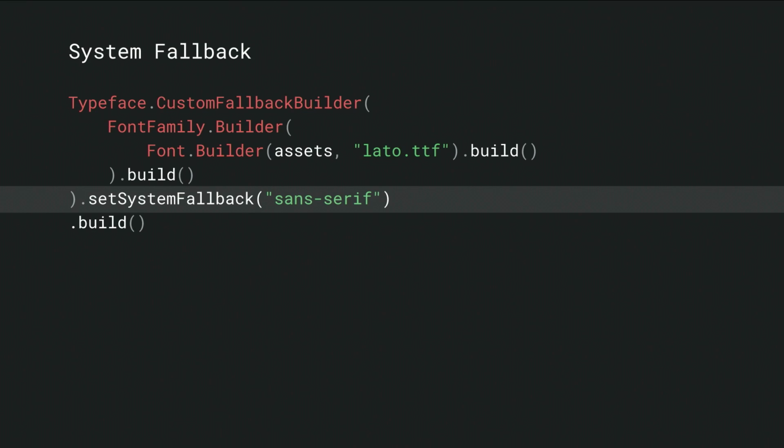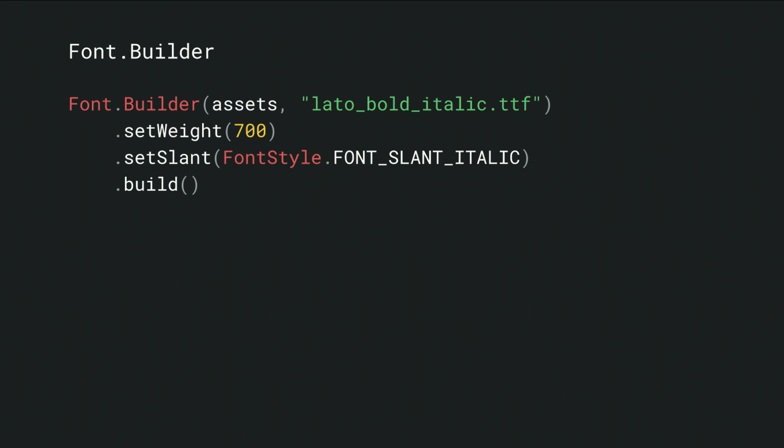As a control over system fallback, the new APIs have a function named setSystemFallback, where you define what kind of generic family should be preferred while choosing a font from the system fallback. Since Lato is a sans serif font, here I tell the system that if a character is not supported by Lato, the font that I added, I want the system to prefer a sans serif font. Just like the current typeface builders, while creating a font, you can set the weight, slant, and also the variable font settings on a font object.